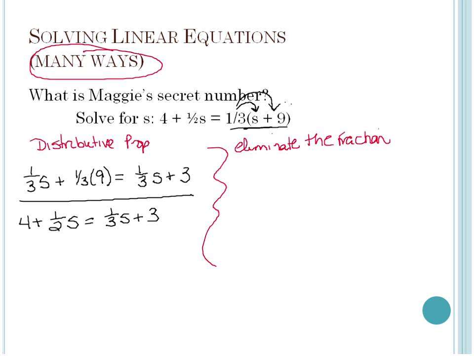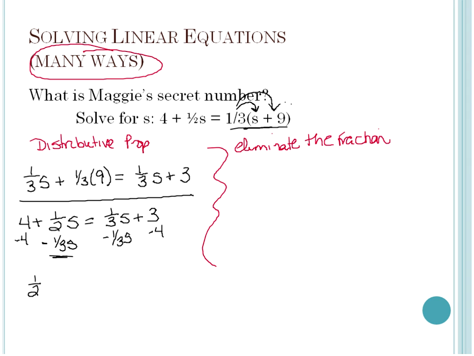Excellent. So I see people typing in combine like terms. So I'm going to go ahead and I'm going to subtract 1/3 S from both sides. I could have subtracted 1/2 S from both sides if I wanted to. And then since I'm bringing my S variables on the left-hand side of my equation, I'm going to go ahead and subtract 4 from both sides. Now, if you'd like, you could do that in 2 separate steps, or some of you can just do it without writing down those steps, so whatever is efficient for you.